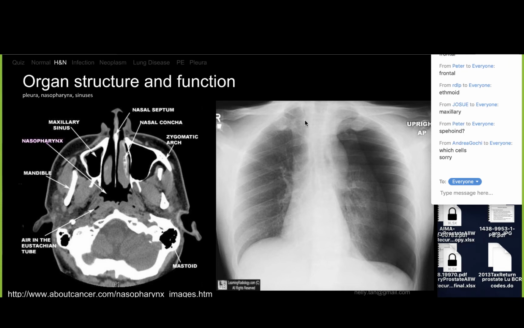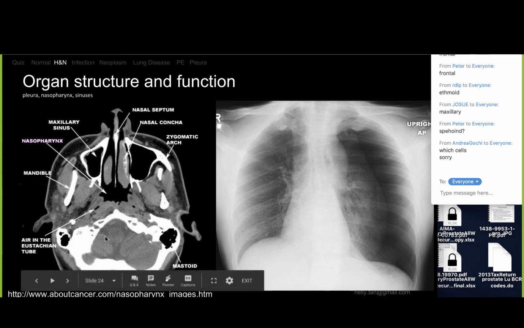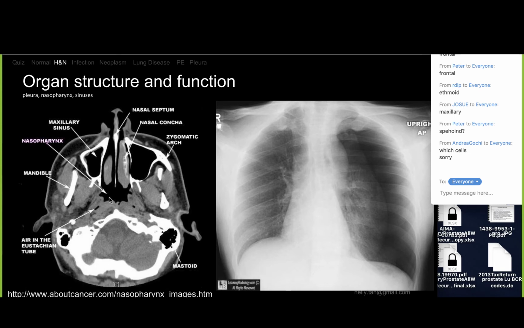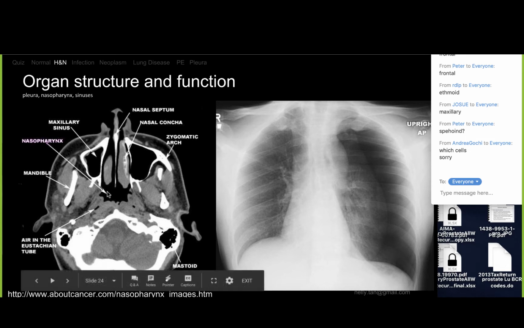Which cells? So these are the mastoid air cells. What I was saying is the eustachian tube communicates the nasopharynx with the middle ear. If you have obstruction of the eustachian tube from a mass, like a squamous cell carcinoma or a metastatic lymph node from an SCC, you might not see that directly, but you'll see the mastoid air cells opacified with fluid. So if you see opacified mastoid air cells, check the fossa of Rosenmuller for an underlying lesion.